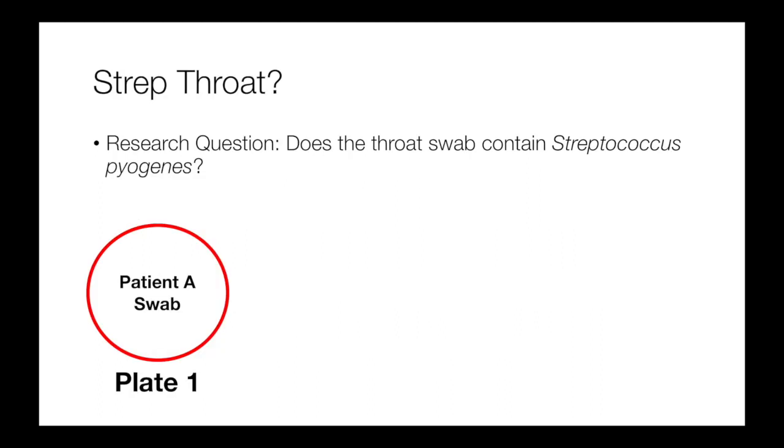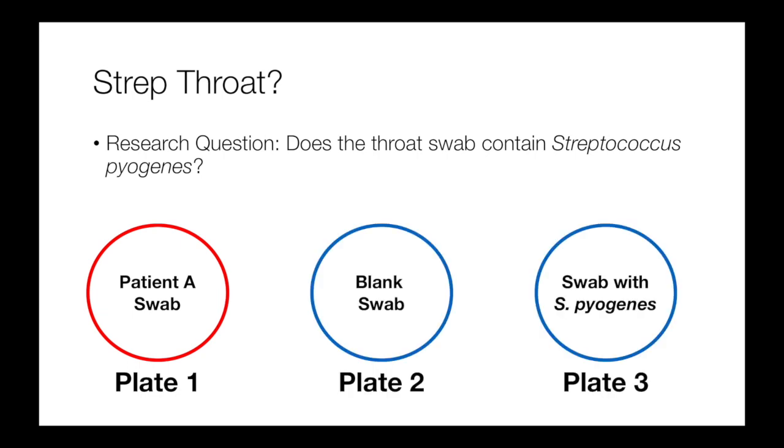Let's do another example to hammer this home. I'm a doctor who has just seen patient A, who I think has strep throat. I take a swab of their throat and rub the swab on a bacteria culture plate named plate 1. If patient A has strep throat, I'll see colonies of Streptococcus pyogenes growing on the plate. If patient A does not have strep throat, I will not see any colonies. I decide to make 2 controls. Plate 2 was rubbed with a blank swab that I know does not have any bacteria. Plate 3 was rubbed with a swab that I know is contaminated with S. pyogenes. Which is the negative control? How about the positive control? Pause the video here and figure it out.